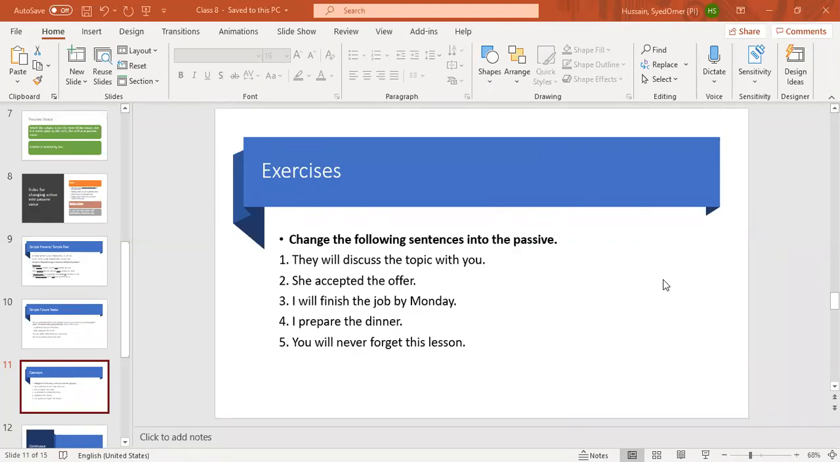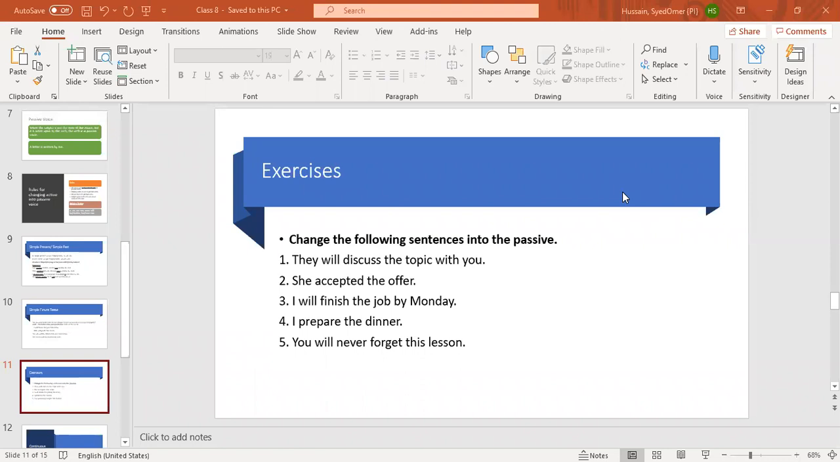I prepare the dinner. The dinner is prepared by me. Very good. Correct. The sentence is in present tense because prepare is the first form. The dinner is prepared by me. Very good. The last one. Who hasn't done yet? Who will do it? Yes, Fatma.